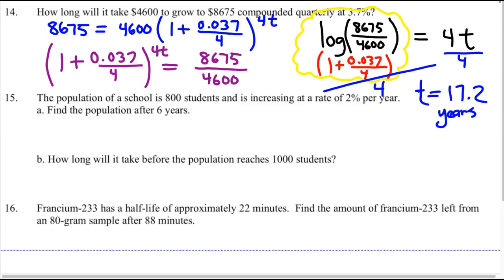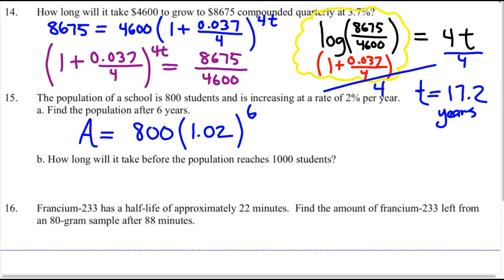Okay. Number 15, population of a school is 800 students, increasing at a rate of 2% per year. Find the population after 6 years. All right, so I don't know my amount after increase. I know the original amount was 800 students. We're increasing at a rate of 2%, so that's going to be 1.02. I know it's a little weird going back from doing a money problem to doing just a regular exponential growth problem. So this is good that I think we threw this one in here. So now we have 800 times 1.02 to the, how many years? 6 years.